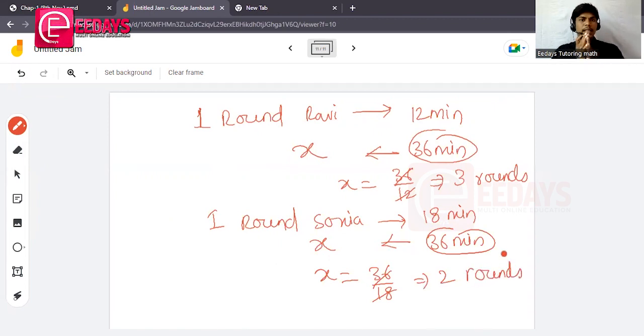So she is slow, I mean, she takes more time compared to Ravi. That's why she completed only 2 rounds, and Ravi completed 3 rounds in this gap. After 2 rounds and 3 rounds, they meet at 36 minutes. Okay, I hope you understand.